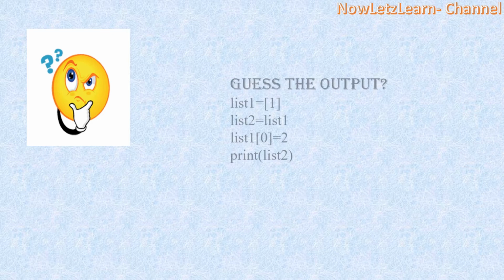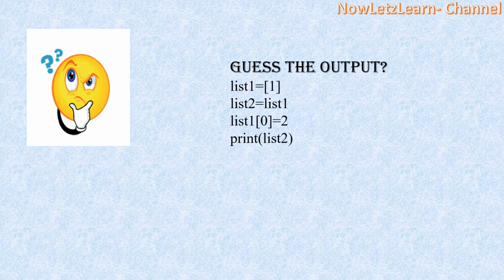What do we have here? We have a list 1 and then we have a list 2 which copies the content from the list 1, and then we modify the first index of list 1 and then we are printing the list 2. Logically, we're not modifying anything on list 2 after copying the content from the list 1. So what should be the output? Logically it should be 1. Let's see what it is.